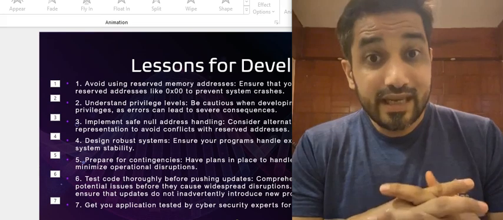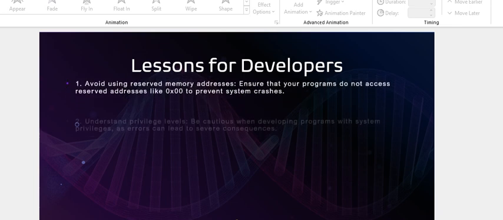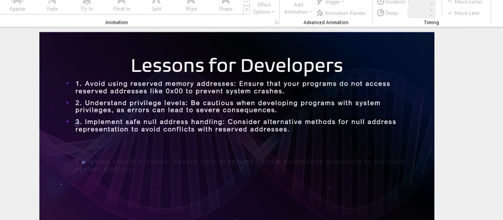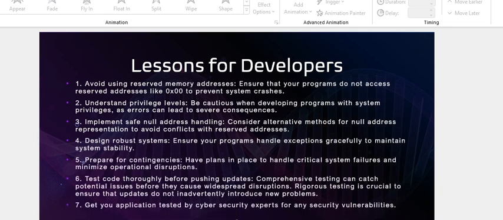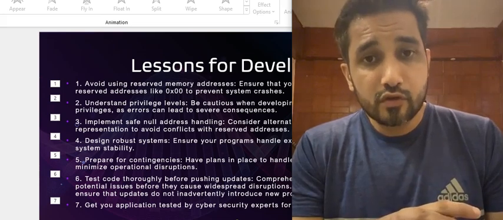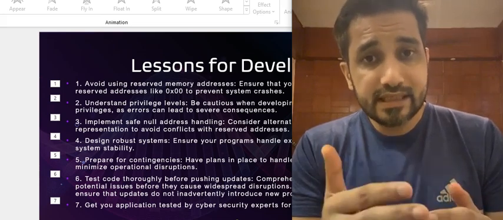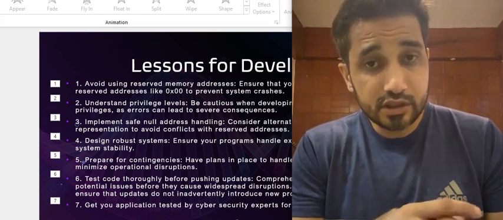And what are the lessons that we need to learn from it? Well, first of all, developers need to understand the memory allocation in Windows or any other operating system for which they are developing their application. And obviously they need to follow the secure software development lifecycle, at least do the 4 steps of develop, test, pre-prod, and then prod before pushing an update into production.